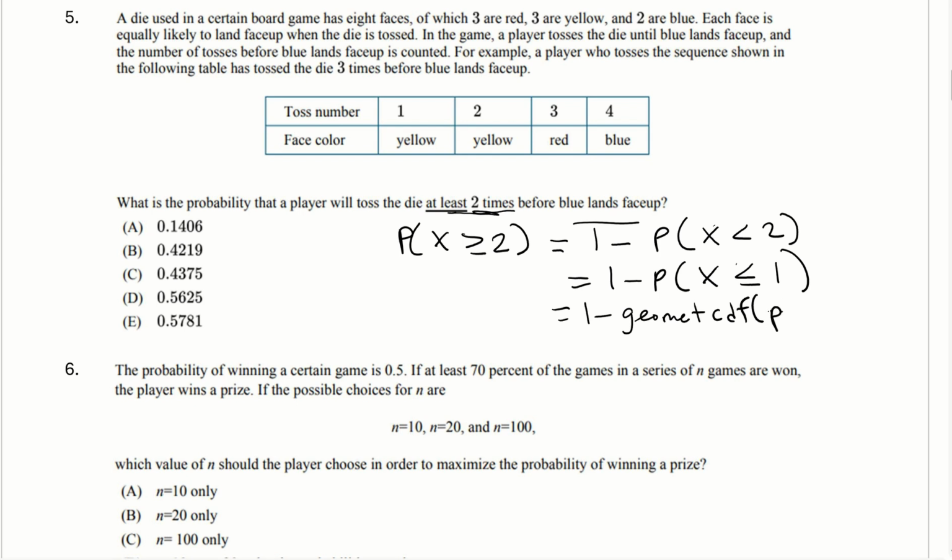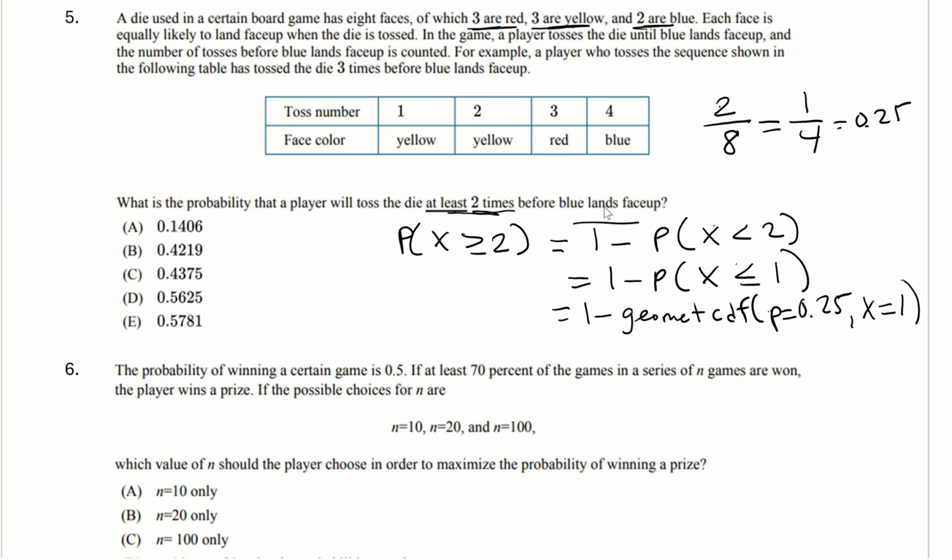We need to provide the probability of success, which in this case, it says 3 are red, 3 are yellow, and 2 are blue. So it's an 8-sided die, 8 faces, and the chance of success to get blue is 2 out of 8. So it's 1/4, the same thing as 0.25. That's the probability of success here. And then the value of x is 1. So we can calculate this.